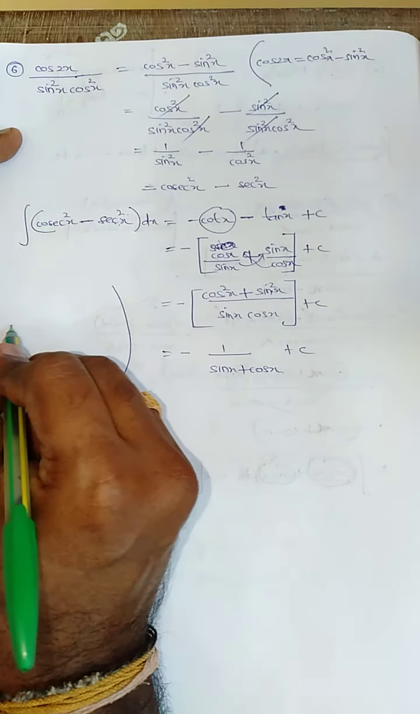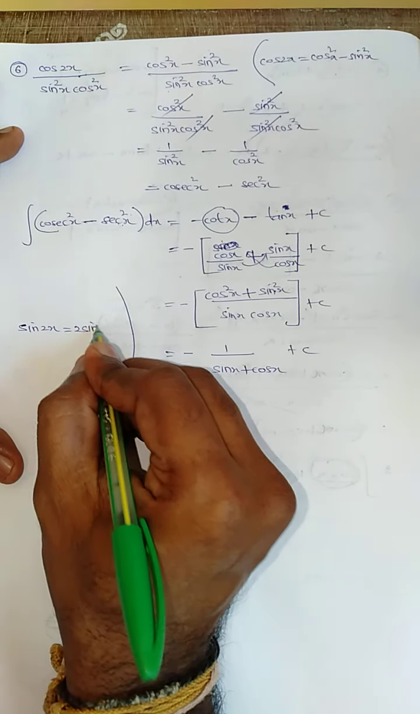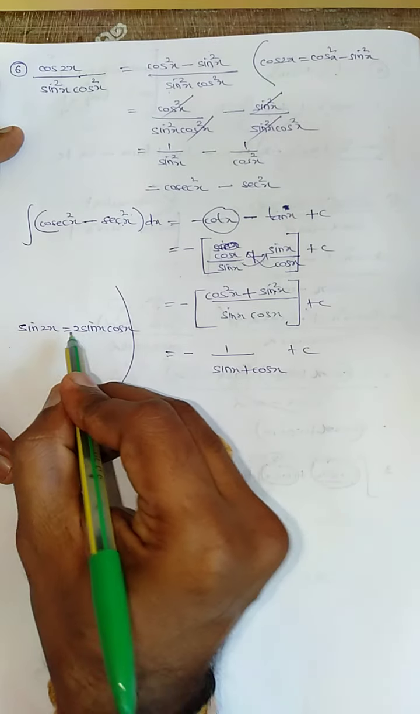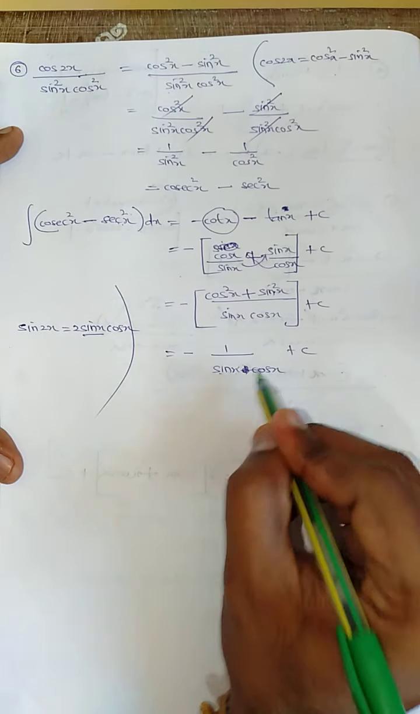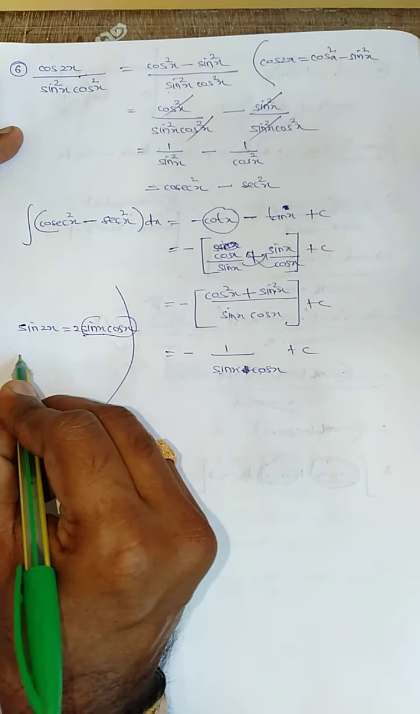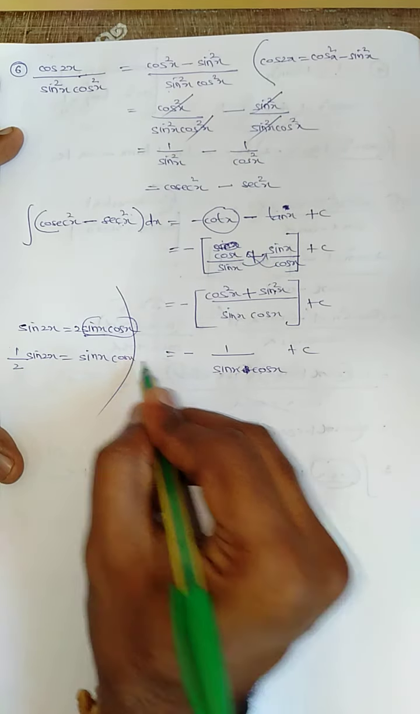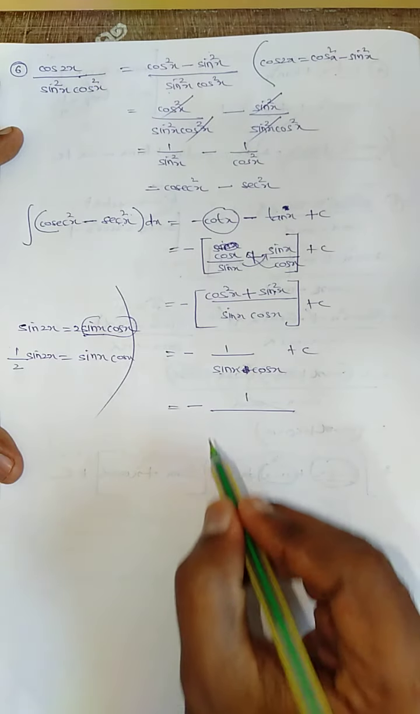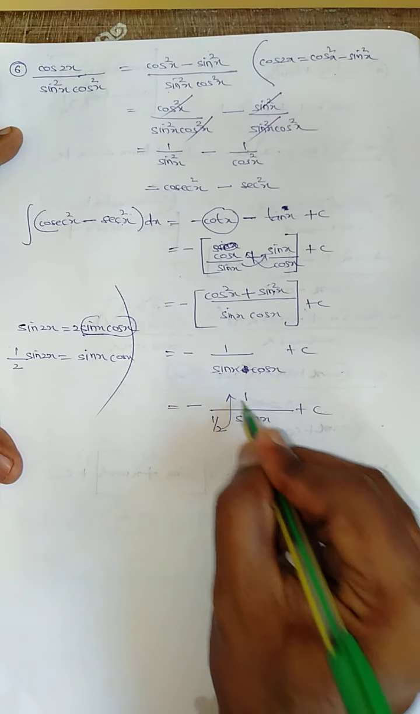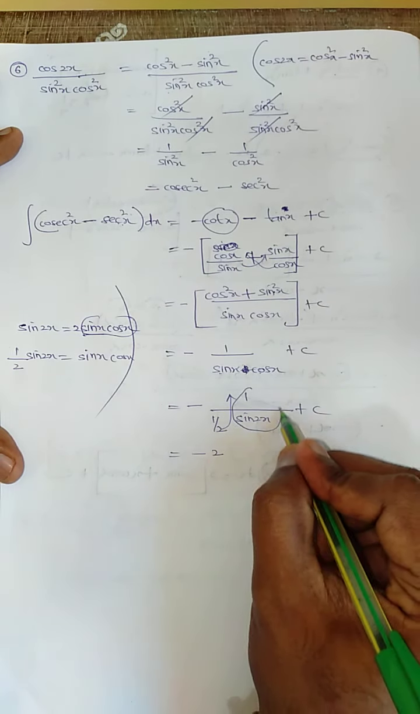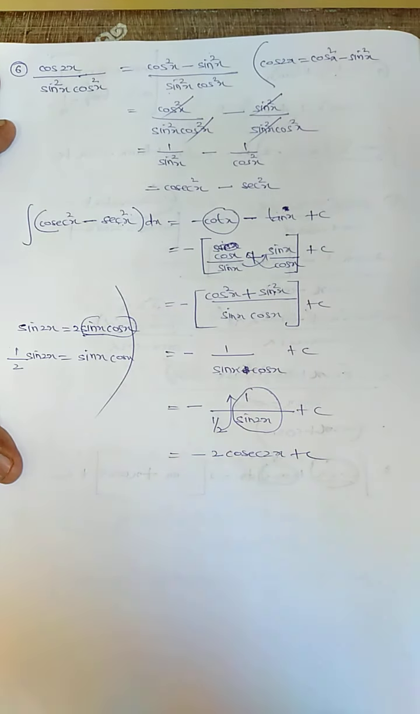We know another formula: sin 2x is nothing but 2 sin x cos x. We need sin x cos x, so let the 2 come down: 1 by 2 sin 2x is equal to sin x cos x. So minus 1 whole divided by 1 by 2 sin 2x, plus c. This 2 moves upward, so minus 2, 1 by sin 2x, which we can write as cosecant 2x. Minus 2 cosecant 2x plus c is the required final answer for this sum.